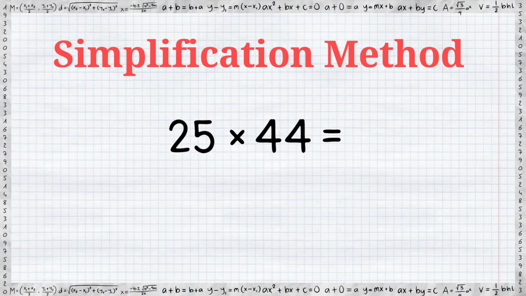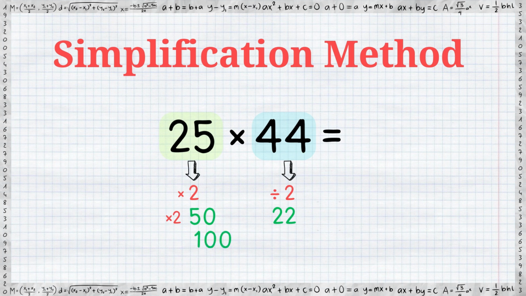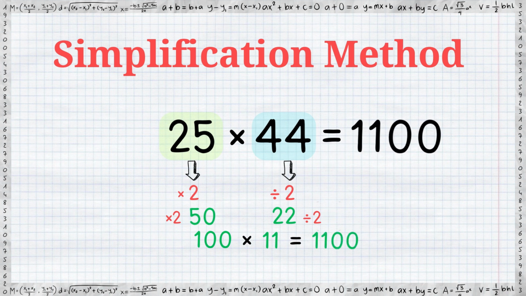How about this one? 25 multiplied by 44. If I double 25, I get 50, and if I divide 44 by 2, this gives us 22. Of course, we can calculate the product of 50 times 22, but I can simplify it even further. Doubling 50 gives us 100, and dividing 22 by 2 results in 11. 100 times 11 is 1100.